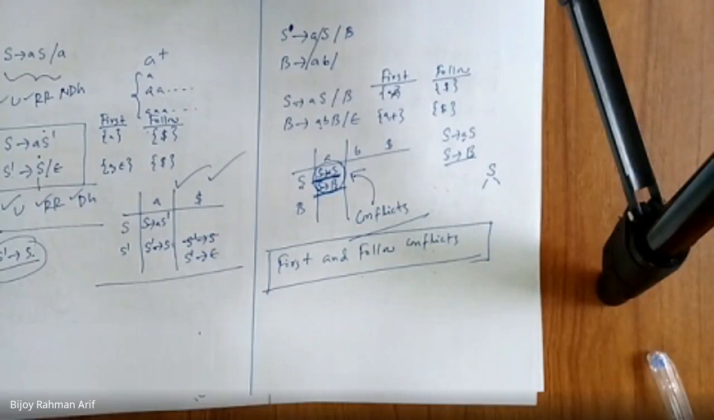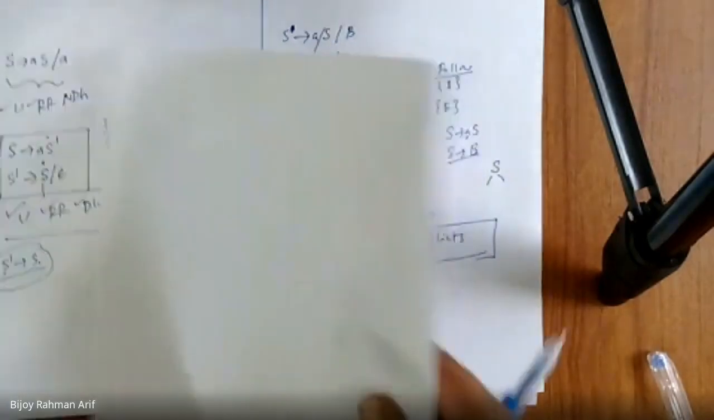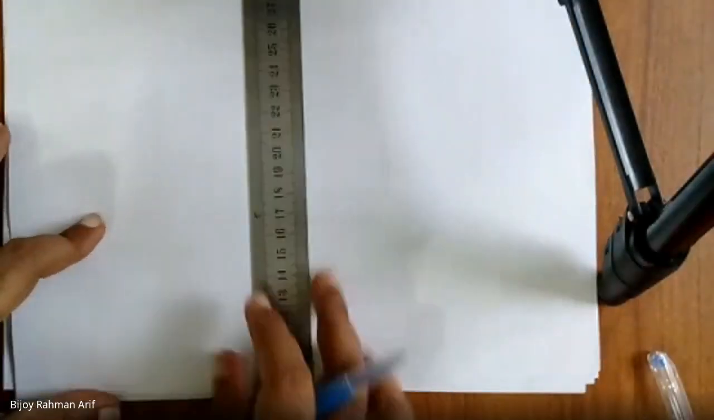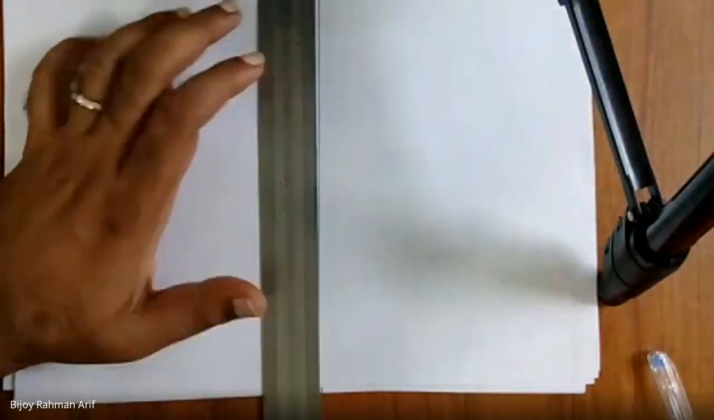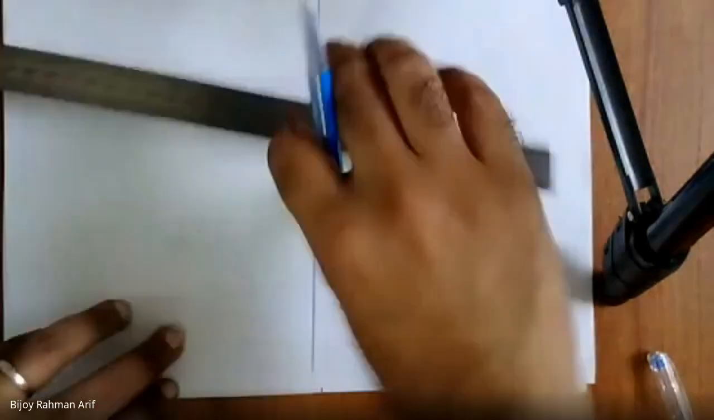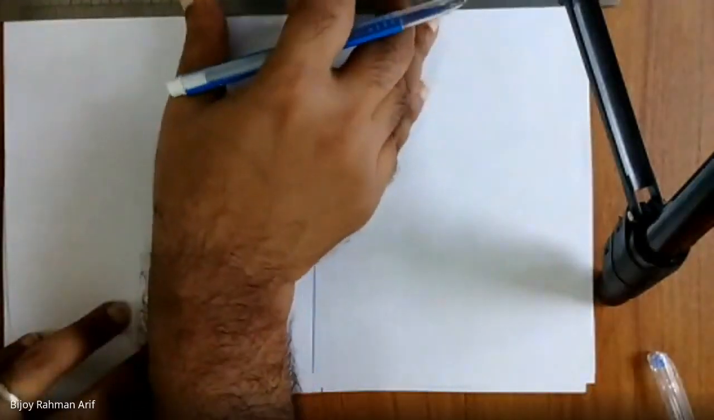Now my question is, what is the criteria for first and follow conflicts? Tell me.